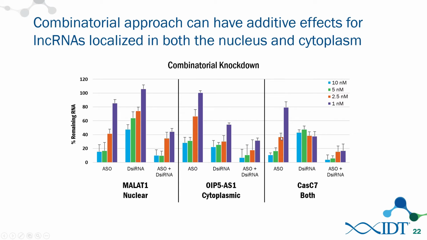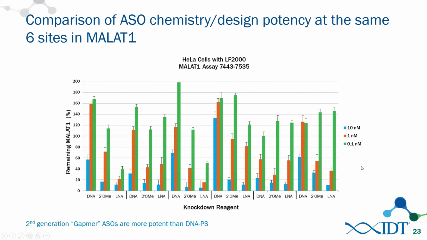And for our dual localized target, again, an antisense oligo combined with a dicer substrate, we got improved knockdown efficiency after combination. The last thing that I want to discuss is a comparison of the chemical modifications of the antisense oligos.